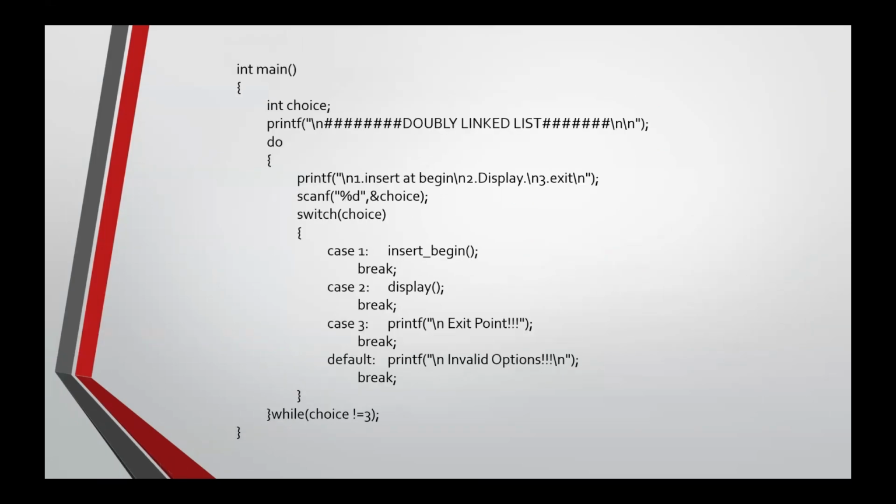So this is our main function. In the main function, there are three cases. Case 1 for insert, case 2 for display, case 3 for print, then the default value. So I hope you are able to understand the concept of the double linked list, how to insert at the beginning of the list and how to display.